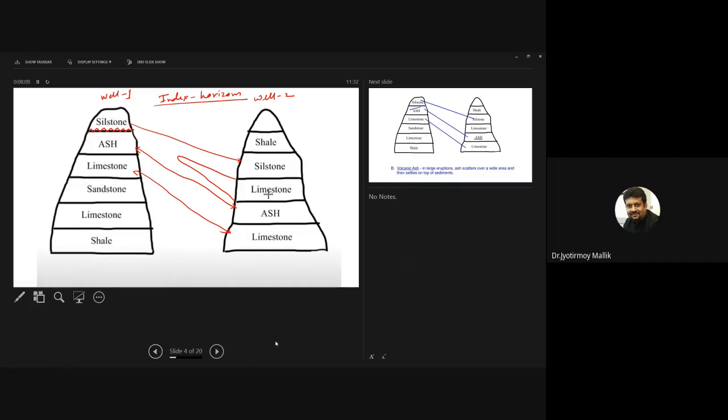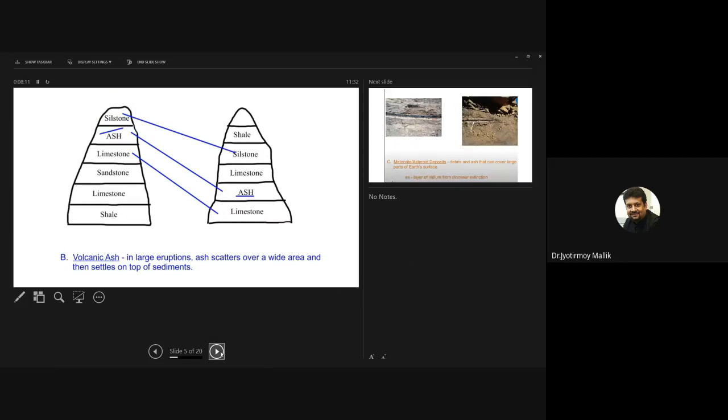So this is how we can correlate, right? So volcanic ash in a large eruption scatters over a wide area and then settles on the top of sediments, right? And ashes, volcanic ashes, can be used as index horizons and can be used very effectively for correlation. Okay.